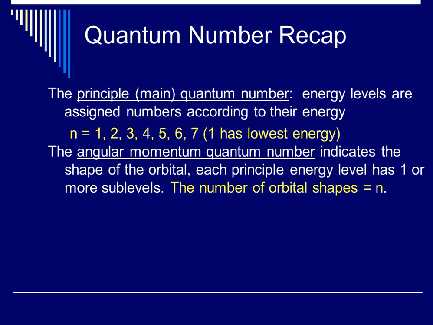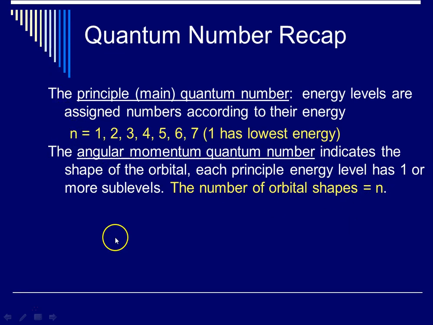The second number we talk about is the angular momentum quantum number, which indicates the shape of the orbital. So each principal energy level has one or more sublevels, which means it has one or more possible orbital shapes. And the number of orbital shapes associated with an energy level is equal to that energy level number, n, from the previous bullet right here.